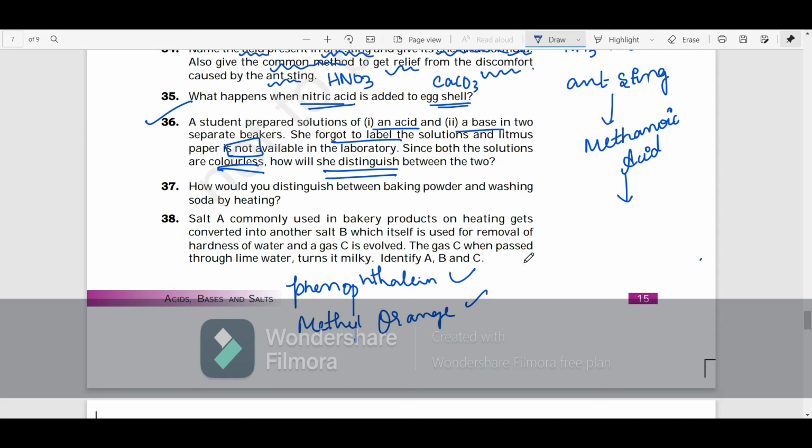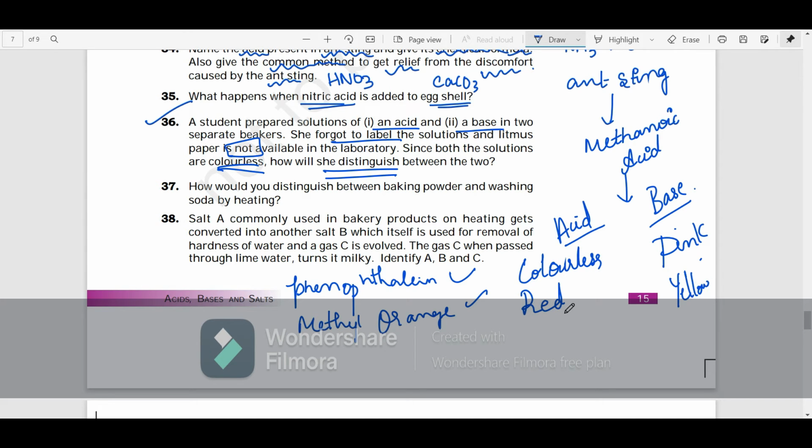Phenolphthalein is colorless in acid and pink in base. Methyl orange will give you red and yellow. How do you remember this? You'll get ROY, ROY. So methyl orange is red in acid and yellow in base. Okay, that is about that.